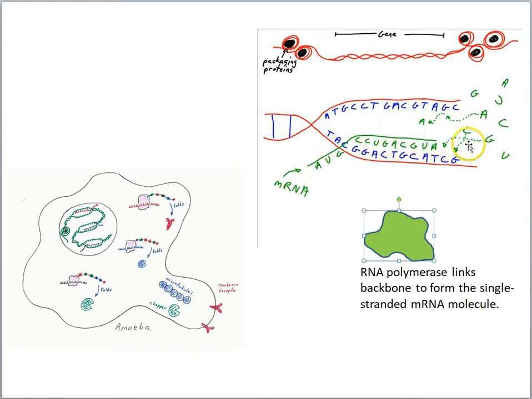When the messenger RNA molecule is finished, in other words, when RNA polymerase gets to the end of the gene, the RNA molecule will detach from the DNA and leave the nucleus, heading out into the cytoplasm to find a ribosome. At that point, the two DNA strands close up again, and they just kind of stick to each other and then can be coiled up again, or can be twisted again into the double helix.